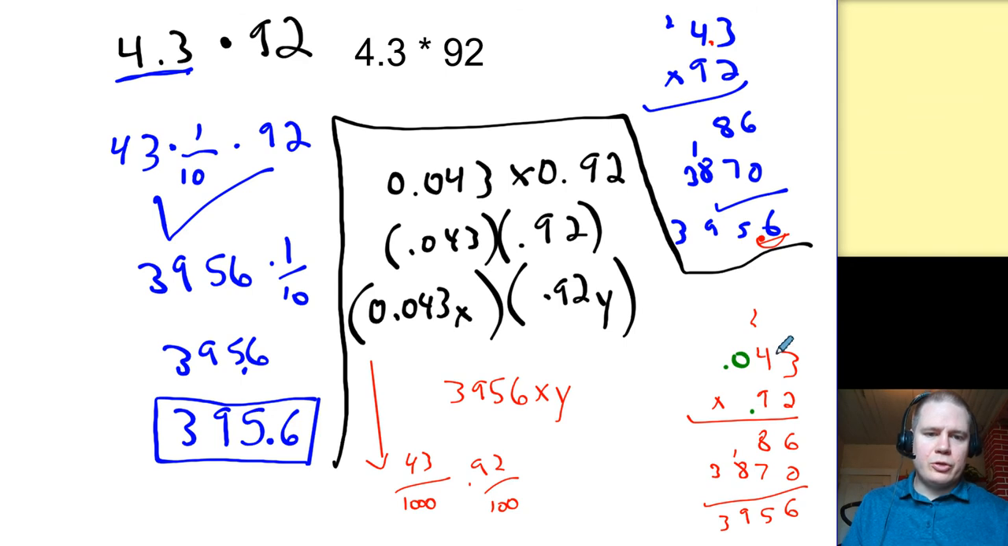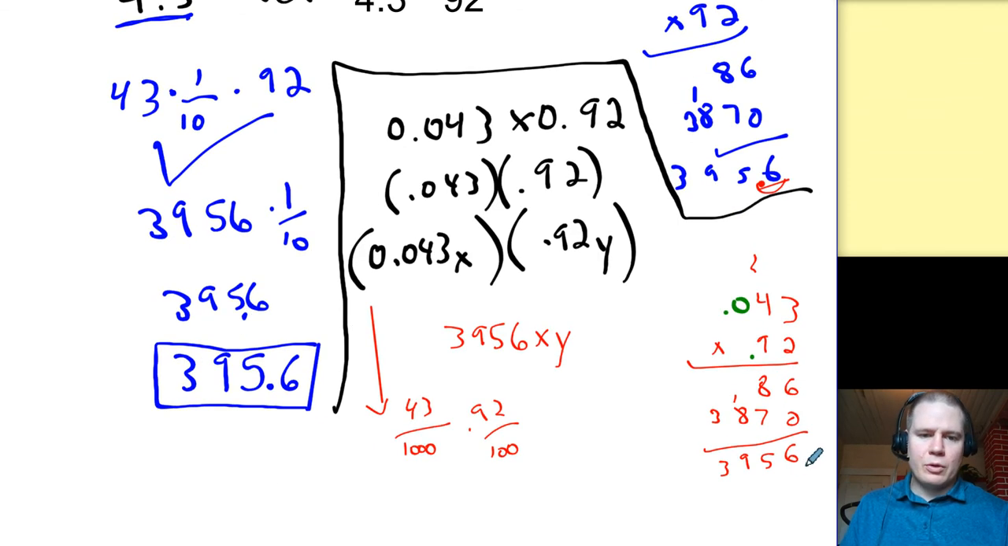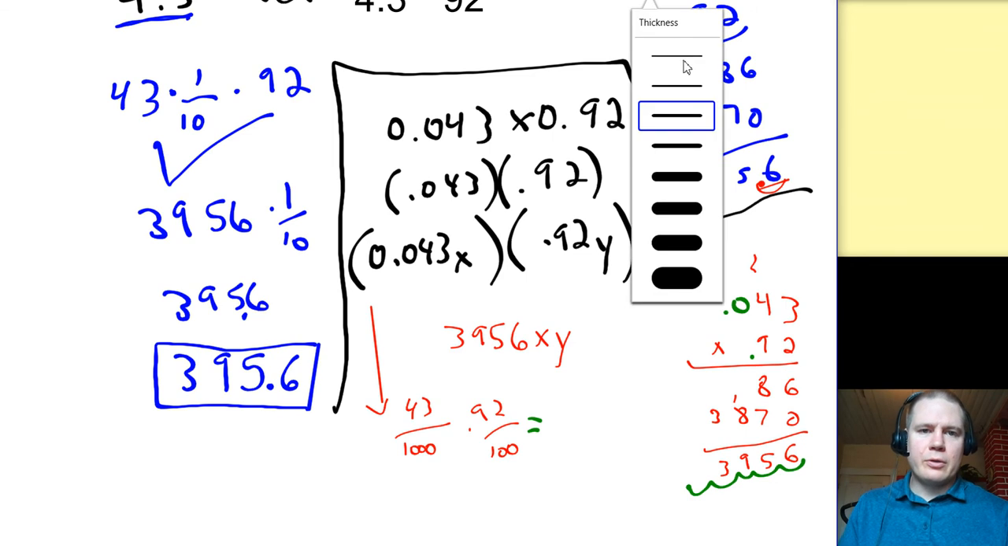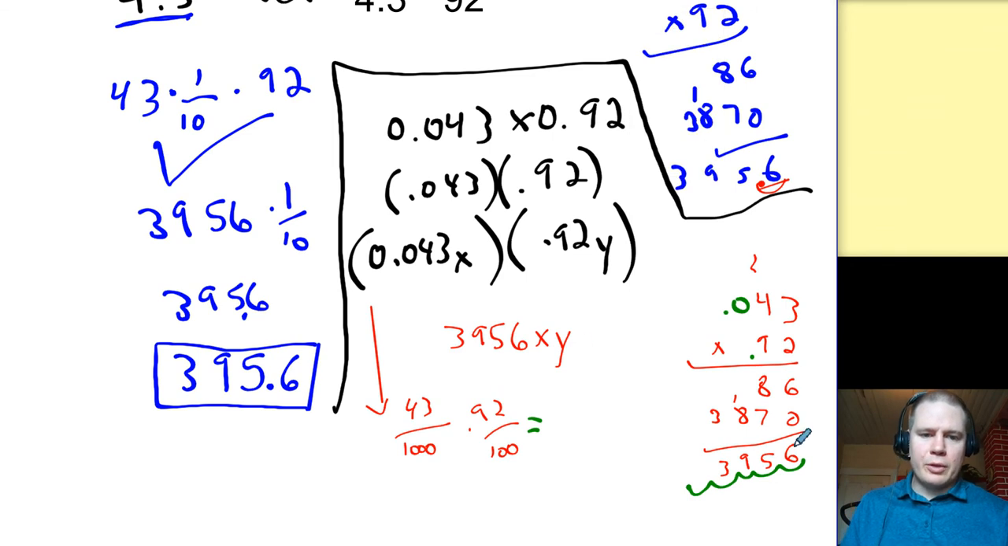If I put those dots in here, I have 1, 2, 3 digits to the right of the decimal point, 2 digits to the right of the decimal point. That's 1, 2, 3, 4, 5. So I need to move my decimal point 1, 2, 3, 4, 5. All right, I'm dividing by 10 five times. I get 43 times 92, 3956, divided by 100,000. That's a comma, not a point here.